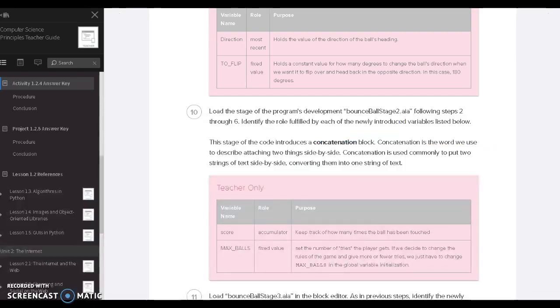I am going to put up just the answer key. This is from the teacher's version, where it has direction and to flip, and then score and max balls. So this is literally just from stage 2, the stage that we were in. I think it's overwhelming once you go into the whole code, so I'm just going to leave this up here. Feel free to pause it and look at it. I'm not entirely sure, but it might help just to read it.